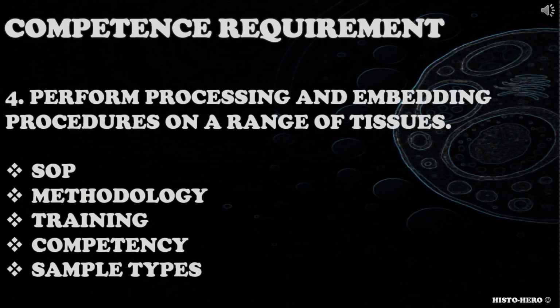The fourth competence requirement is for you to perform processing and embedding procedures on a range of tissues. Do you routinely perform processing and embedding on a range of tissues? How do you perform processing and embedding? Consider SOPs, methods used, training, competency, types of samples, and so on.